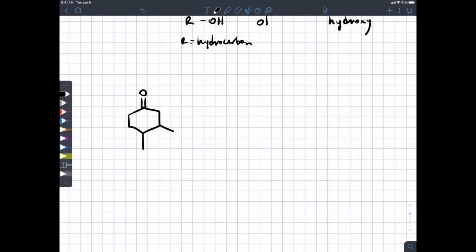Technically, this is 3,4-dimethylcyclohexanone, because technically I number it this way. But if you numbered the other way and said it was 4,5-dimethylcyclohexanone, I'm fine. I'm not going to get any arguments from me. Okay?